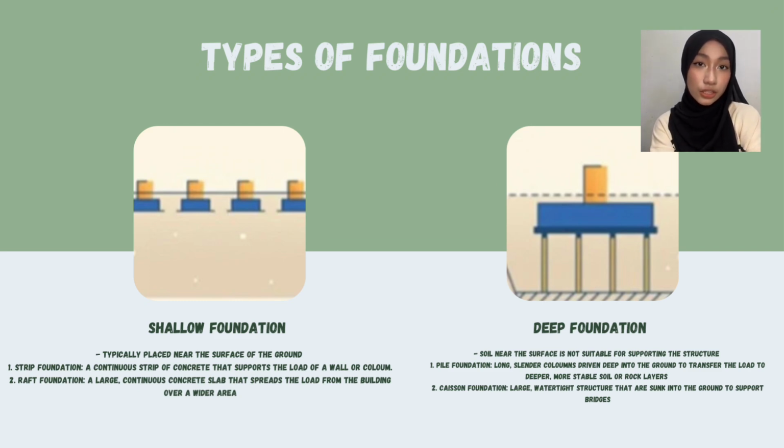These are essential when the soil near the surface lacks the strength to support the building. Here are the common types. First is pile foundation. These are long slender columns that are driven deep into the ground. They transfer the building's weight to the stronger soil or rock layers below. Second is caisson foundation. These are large watertight structures that are sunk into the ground. They also provide support for heavy structures.